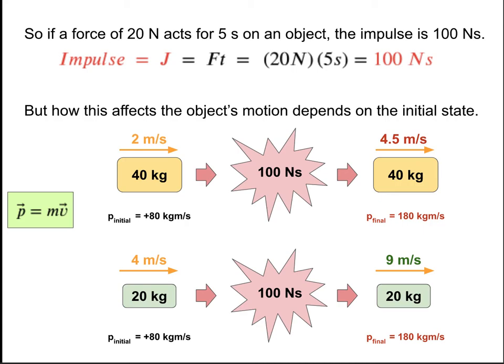So impulse determines the change in the momentum, but there's still more to the story in terms of how big the object is, what its mass is, and how fast it's going.